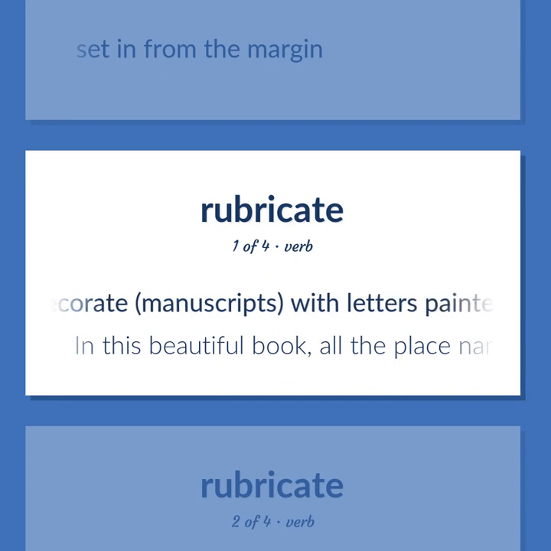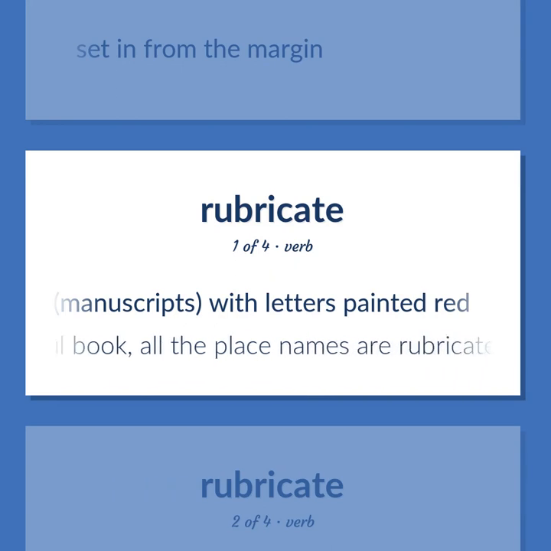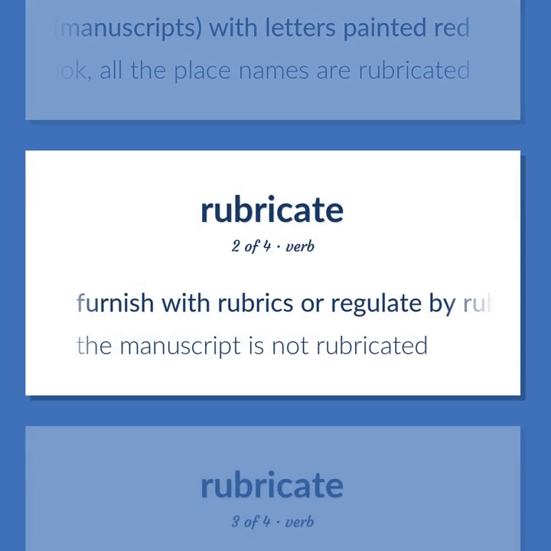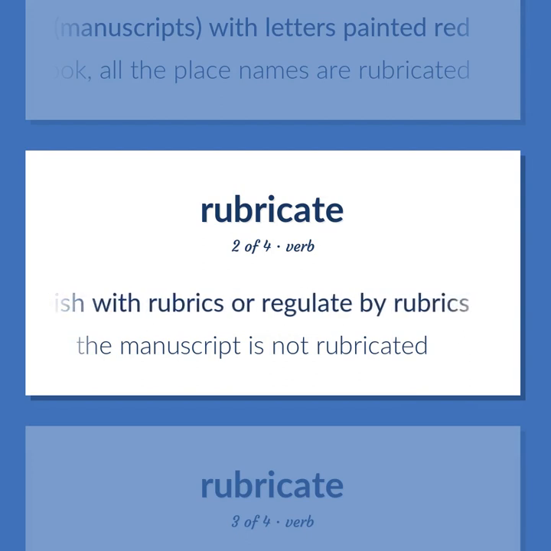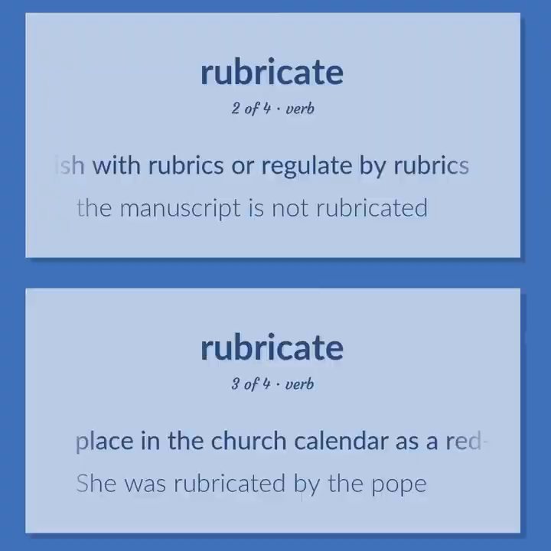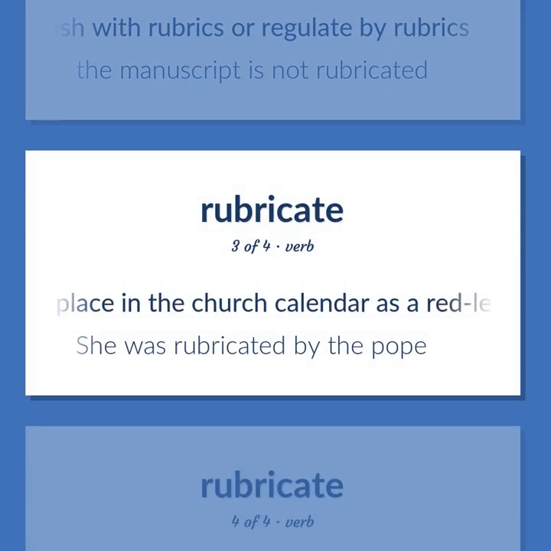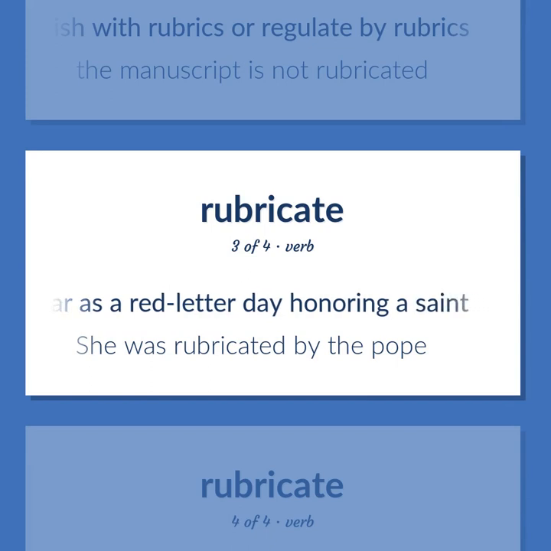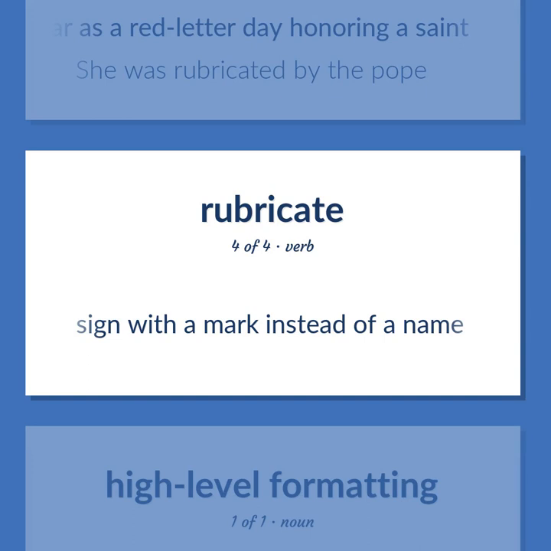Decorate manuscripts with letters painted red. In this beautiful book, all the place names are rubricated. Furnish with rubrics or regulate by rubrics. The manuscript is not rubricated. Place in the church calendar as a red letter day honoring a saint. She was rubricated by the Pope. Sign with a mark instead of a name.